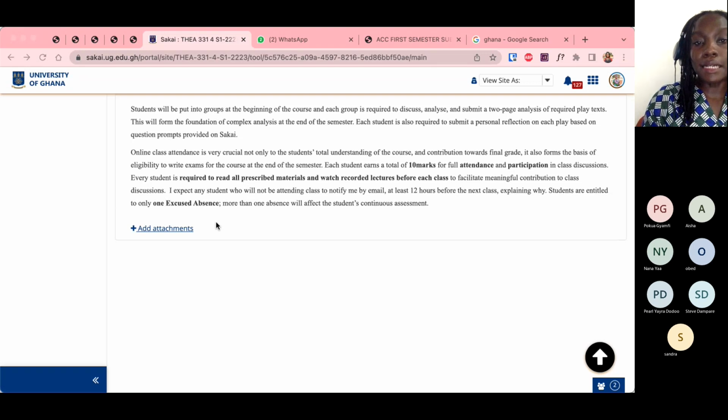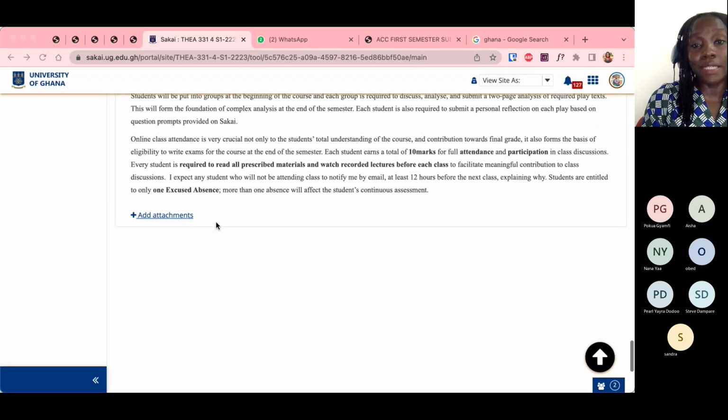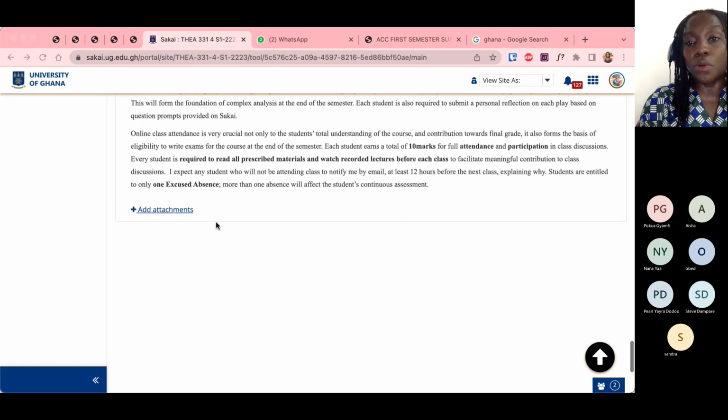Online class attendance is very crucial, not only to the student's total understanding of the course and contribution towards final grade, it also forms the basis of eligibility to write exams for the course at the end of the semester. Each student earns a total of 10 marks for full attendance and participation in class discussions.